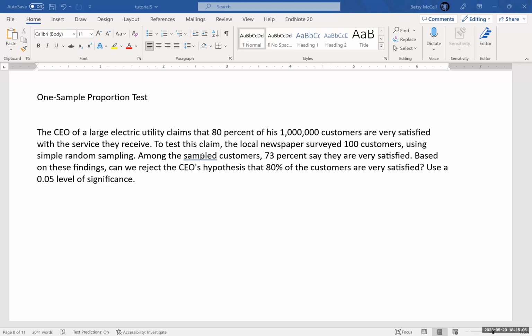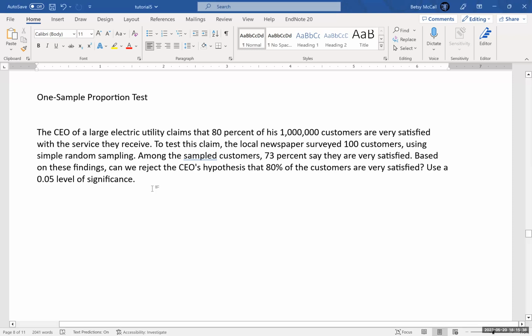The CEO of a large electric utility claims that 80% of his million customers are very satisfied with the service they receive. To test this claim, the local newspaper surveyed 100 customers. That is a very small sample size for proportions. Using simple random sampling, among the sampled customers, 73% say they are very satisfied. Based on these findings, can we reject the CEO's hypothesis that 80% of the customers are very satisfied, using a standard 5% significance level?